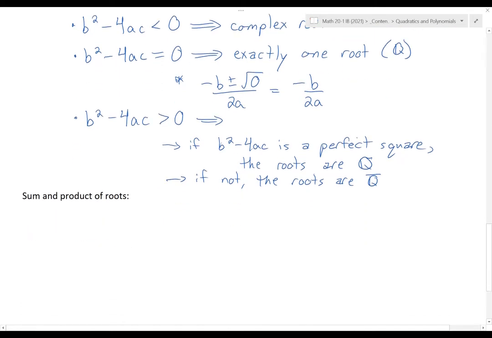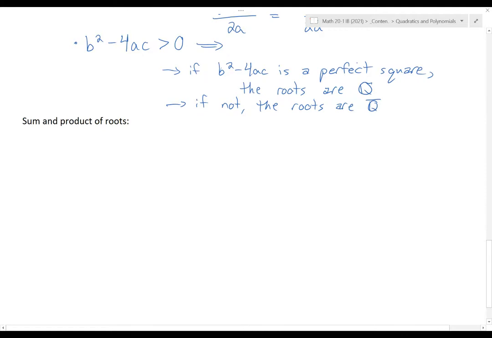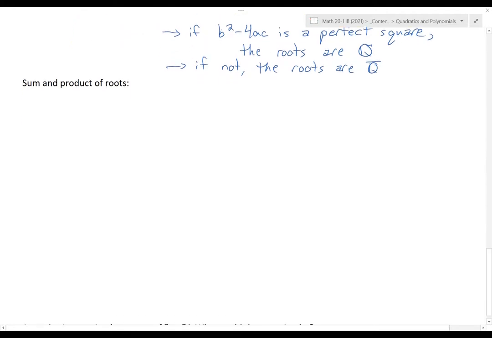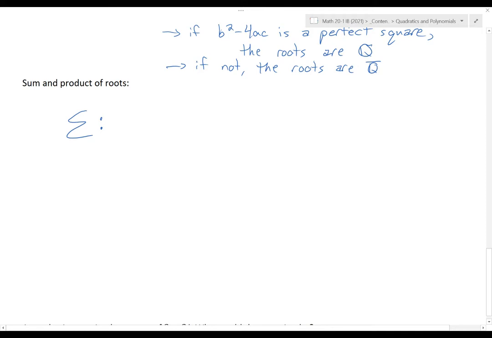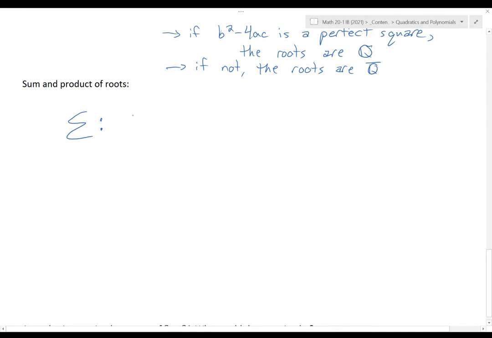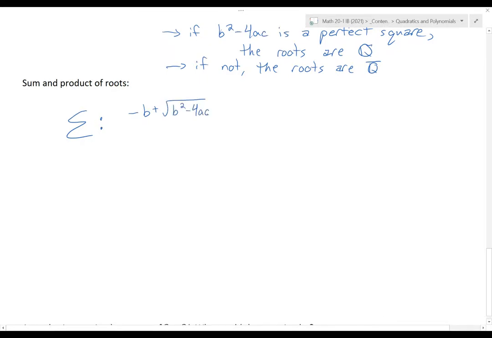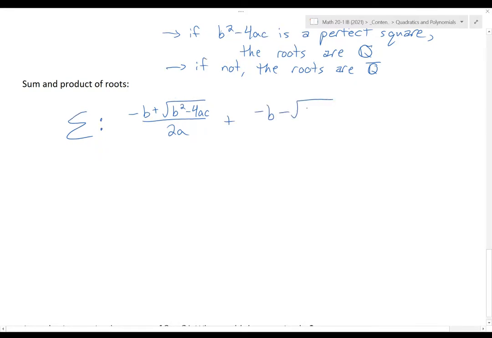So one more thing, and then with all of this information, we can find quadratic equations knowing what the roots are. So the sum and product of roots. What happens if I add the two roots of a quadratic equation together, and what happens if I subtract them? So considering sum, and this is a symbol for sum, it's an uppercase sigma. Remember that the roots are negative b plus the square root of b squared minus 4ac over 2a, and negative b minus the square root of b squared minus 4ac all over 2a.